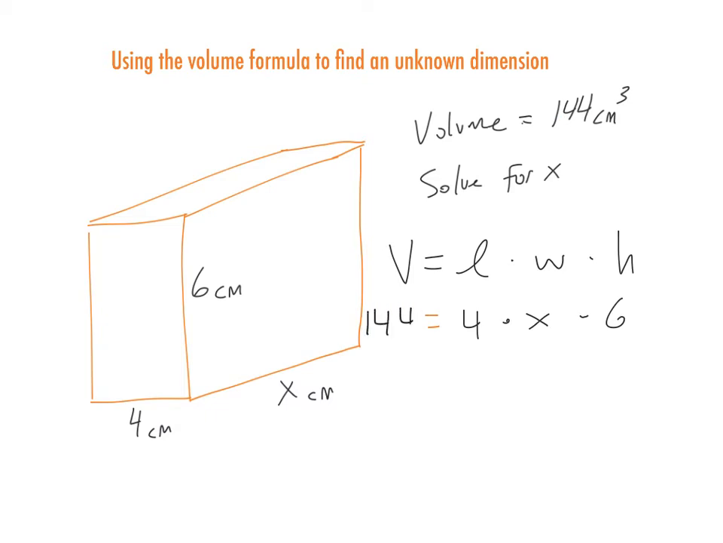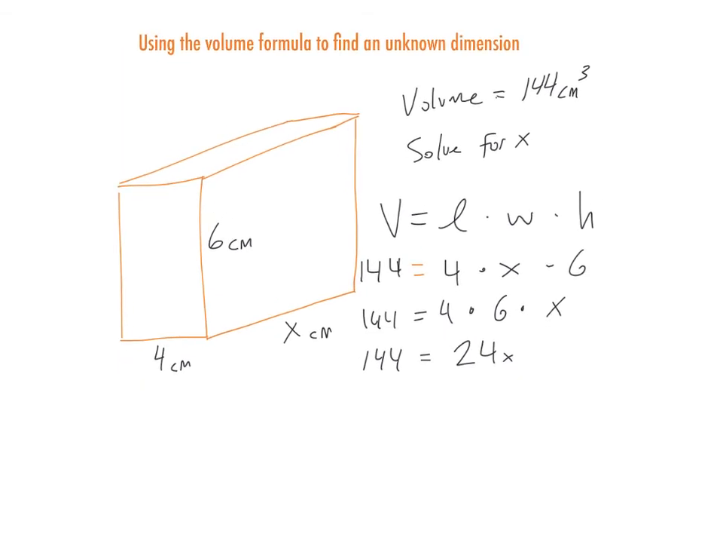All right, so how are we going to solve here? Well, it's just a 2-step equation. Remember, the commutative property of multiplication says 4 times x times 6 is the same as 4 times 6 times x. All that to say, 4 times 6 is 24, right? So 24x. All I have to do to get the variable by itself is do the opposite. 24x means 24 times x, so I need to divide. How do you break up multiplication? You divide. So 144 divided by 24.